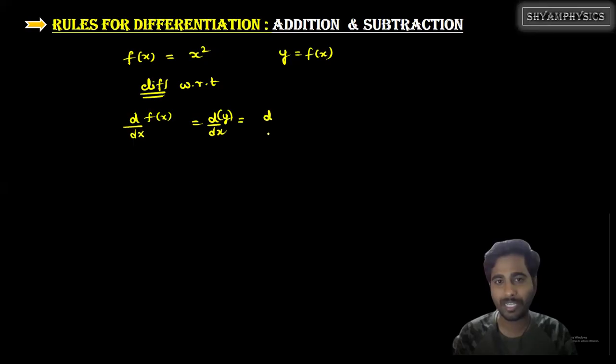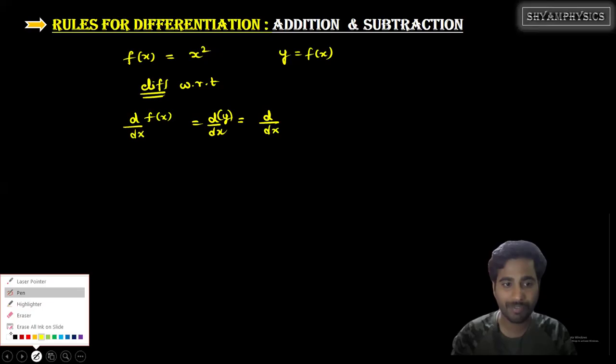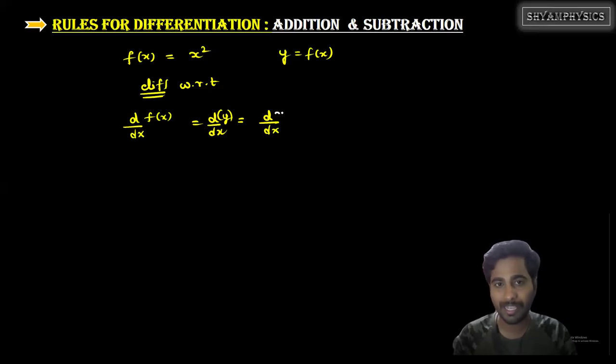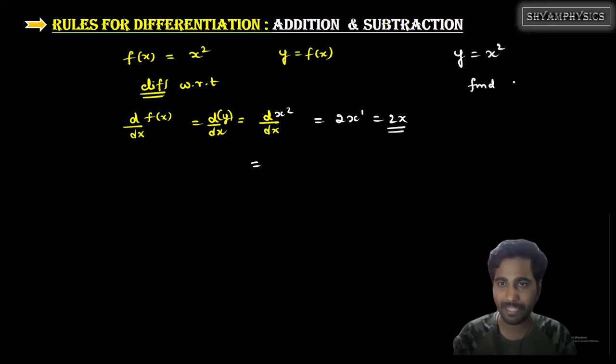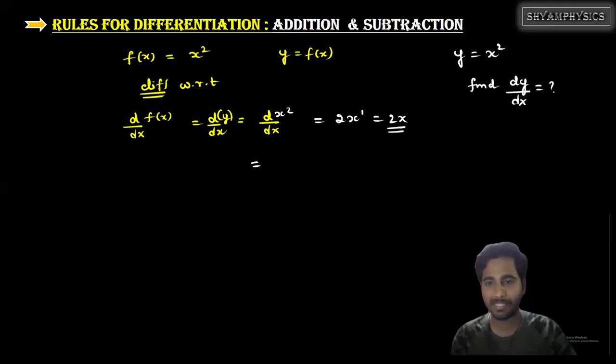So what will you do? D by dx, the differentiation term. Whichever function you are differentiating, you need to put that value, that is x square. Differentiating this, it is in the format of x to the power n. So what is the answer you will get? 2 and x to the power 1, or simply 2x. This is differentiation. Or else they will say y is equals to x to the power 2, find dy by dx. The answer will come similar.